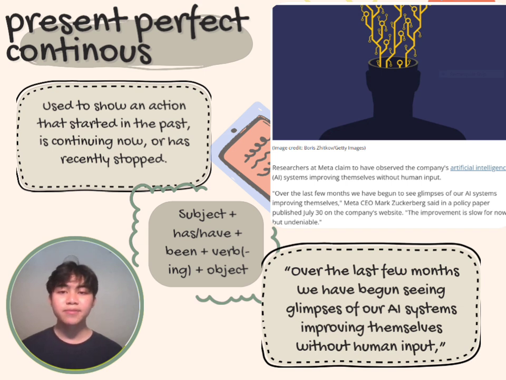So an example for present perfect continuous can be shown in an article that I found. The sentence is, over the last few months, we have begun seeing glimpses of our AI systems improving themselves without human input. So the words we have begun seeing show that the phrase is present perfect continuous.